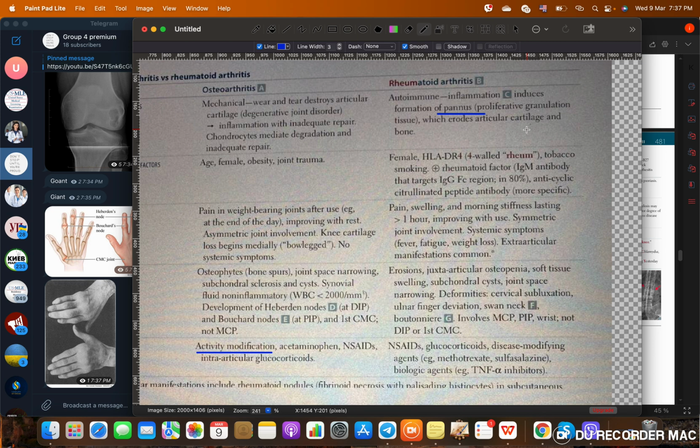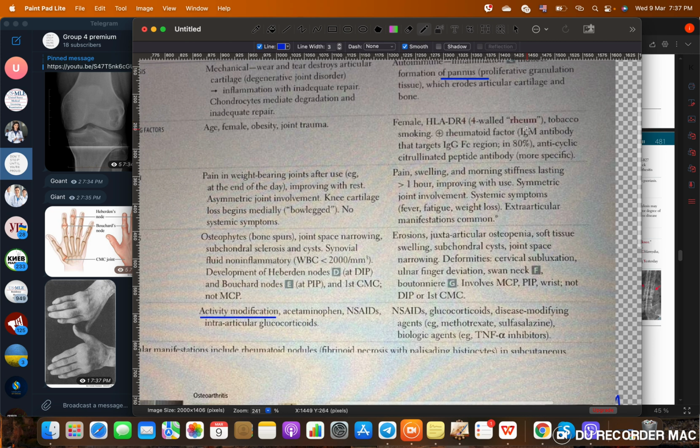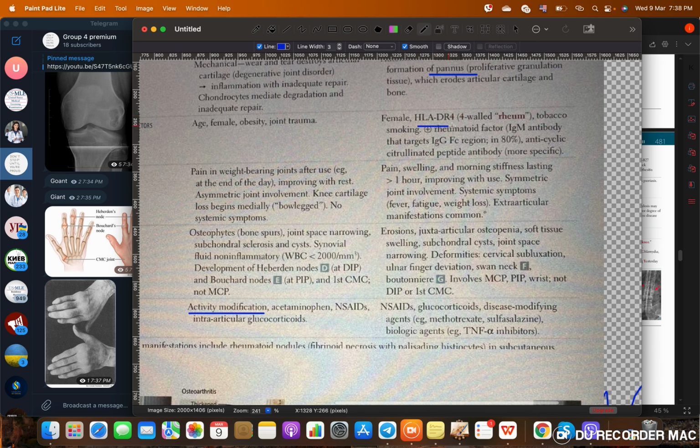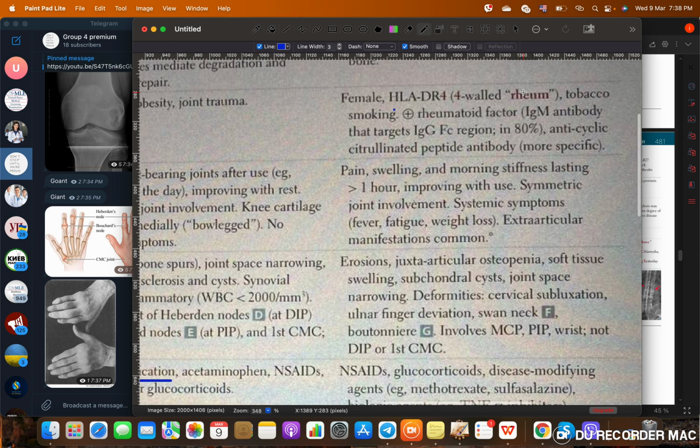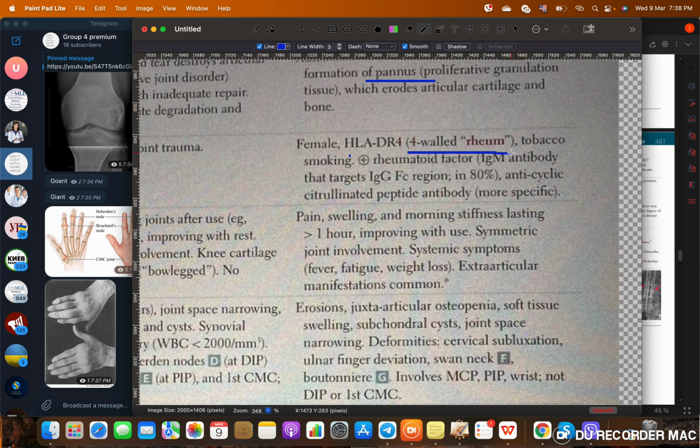Since it's an inflammatory condition, it can lead to amyloidosis. It's most commonly in females. It's associated with HLA-DR4. Remember, four-walled room for rheumatoid arthritis. Tobacco smoking can exacerbate the symptoms. The patient can have the rheumatoid factor, but keep in mind, it's not always.